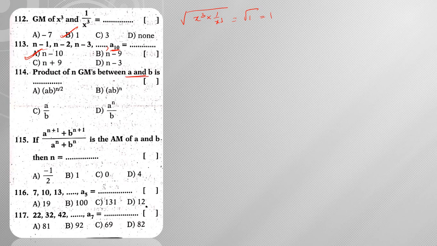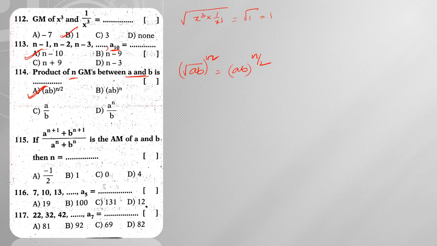Next, product of n GMs between a and b. So already we know GM of two numbers is given by square root of ab. Now what is he asking? Product of n GMs. So we can raise it to the power n. Then I can write square root as power 1 by 2, then (ab) whole power n by 2. Hence the answer is (ab) whole power n by 2.